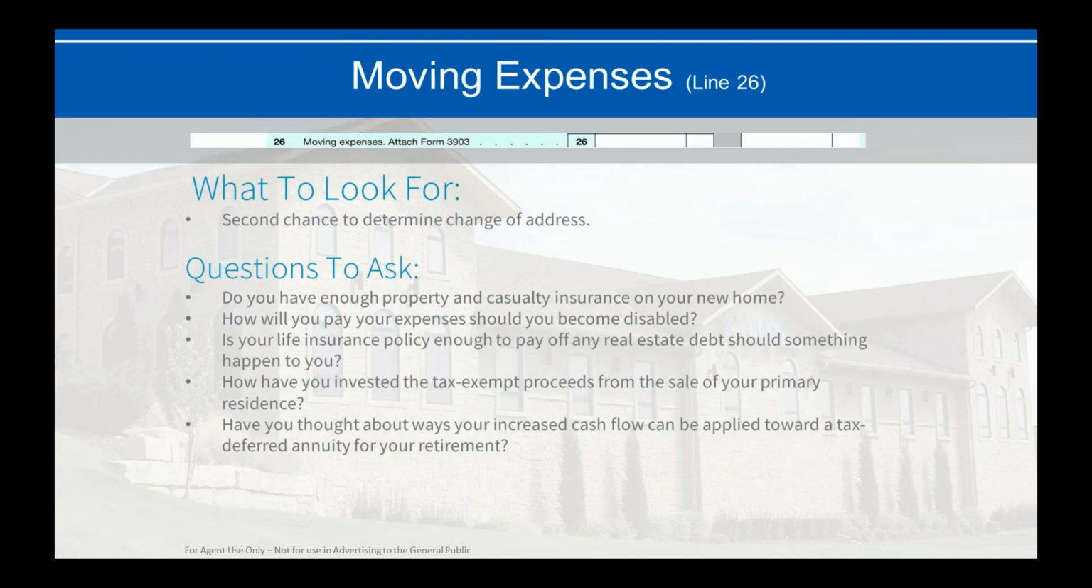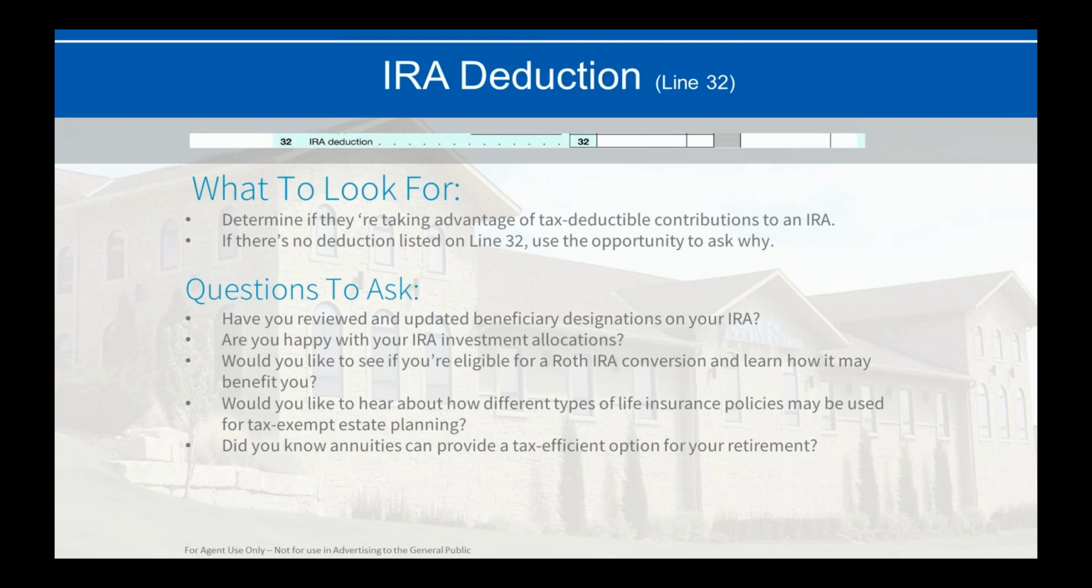Okay, we'll move on from moving expenses. All right, IRA deduction. So line 32, what are we looking for here? Well, I guess to determine if they're taking advantage of a tax deductible contribution to an IRA, and if there is no deduction listed on that, maybe an opportunity to ask why. So again, lots of questions flow when we see someone with an IRA. Have you reviewed and updated beneficiary designations? But more importantly, I think too, are you happy with your IRA investment allocations? Would you like to see if you're eligible for a Roth IRA conversion?